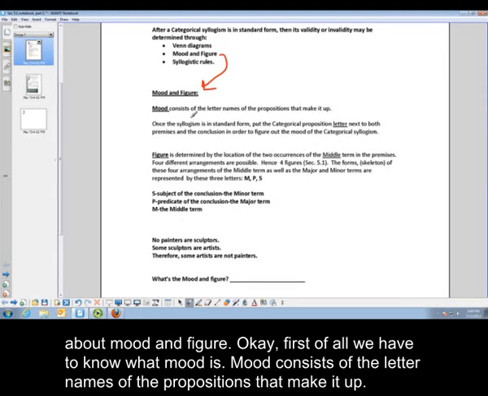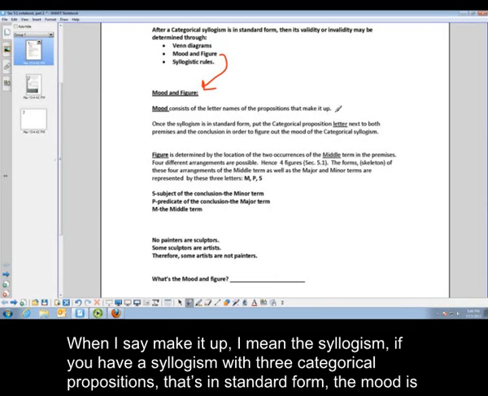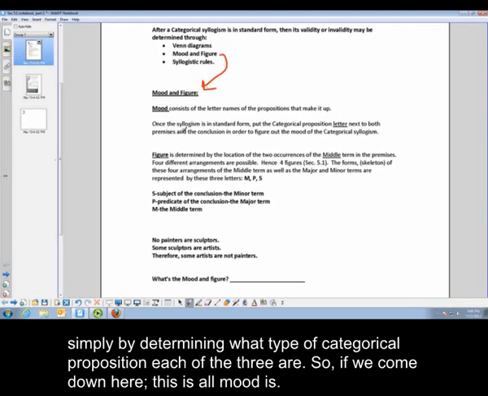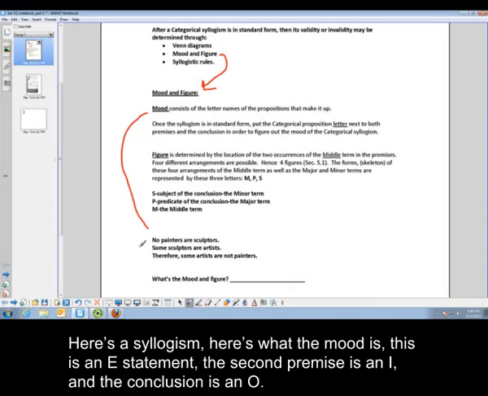Okay, first of all, we got to know what mood is. Mood consists of the letter names of the propositions that make it up. So when I say make it up, I mean the syllogism. If you have a syllogism with 3 categorical propositions that's in standard form, the mood is simply determined by what type of categorical proposition each of the 3 are. So if we come down here, this is all mood is. Here's a syllogism, right? Here's what the mood is.